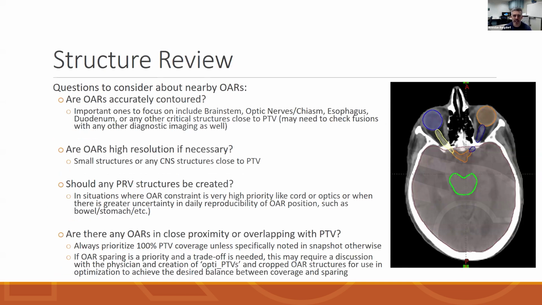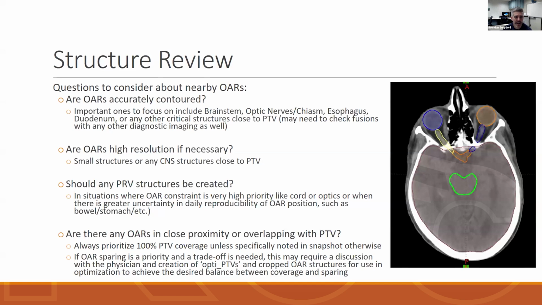It's also good to check any fusions with other diagnostic imaging that may have been used in contouring. This is important because in VMAT optimization, the way that the dose shaping will be performed is based on the contours, not the actual anatomy of the patient themselves. So we want to make sure that the contours are defined correctly and represent the true anatomy so that we're sparing the exact areas that we want to be sparing.